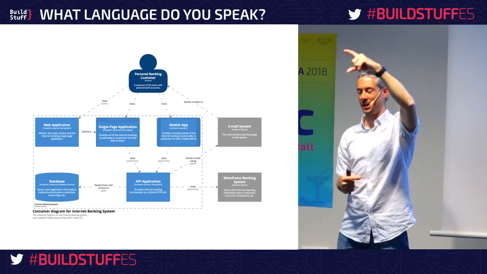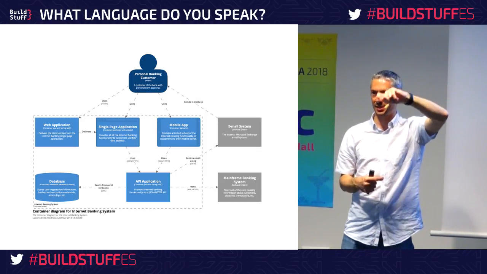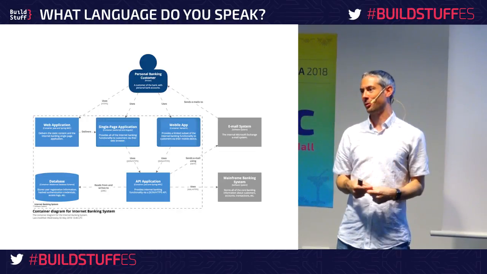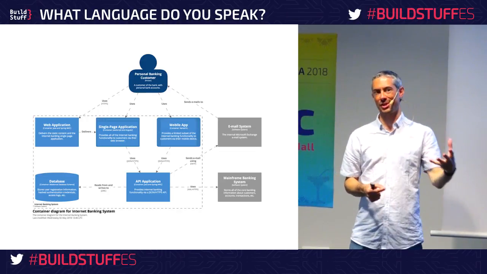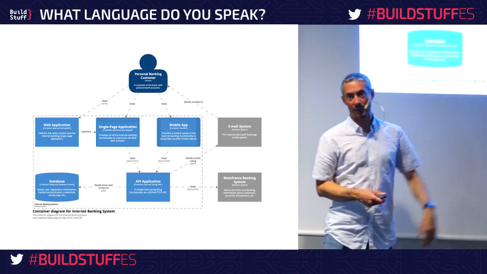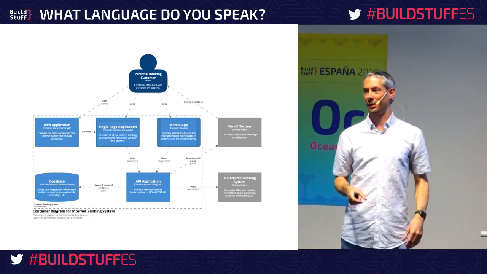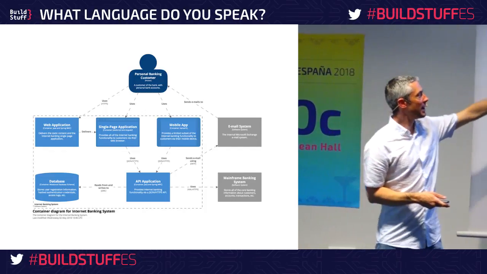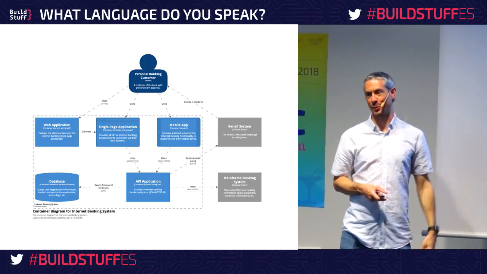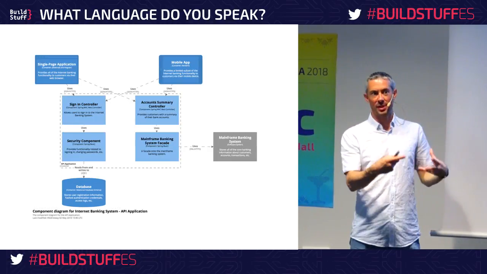In order for the single-page app to talk to my back-end web application, there needs to be some sort of remoting going on, inter-process communication, maybe JSON over HTTPS. So maybe there's a separate API application as well, which provides a nice JSON REST-style API for our mobile app and our single-page app. And maybe our API application is talking to some sort of database schema. So that's a simple example of a container diagram.